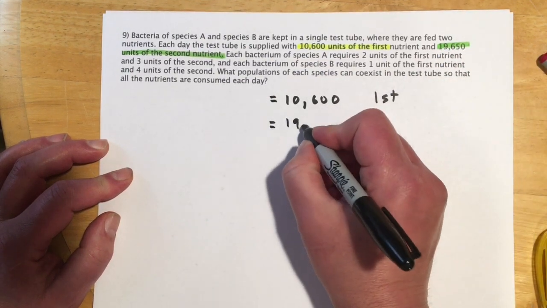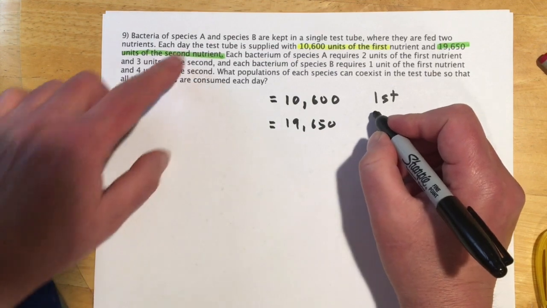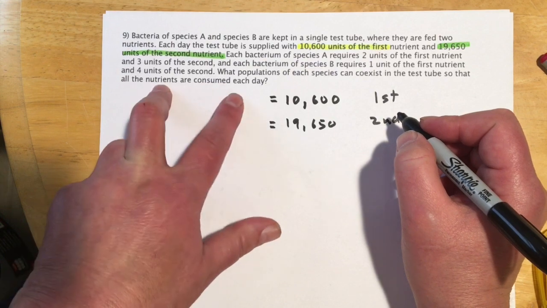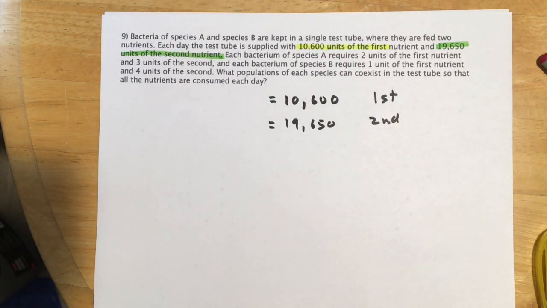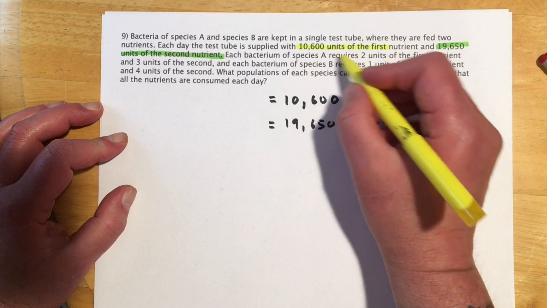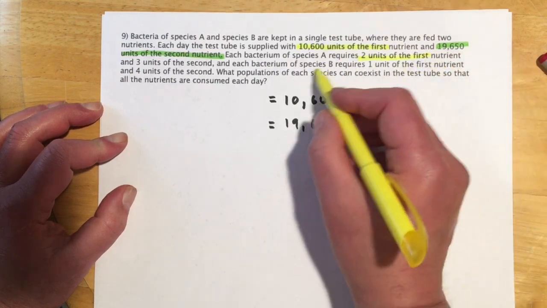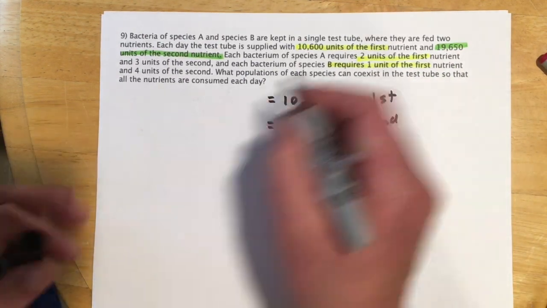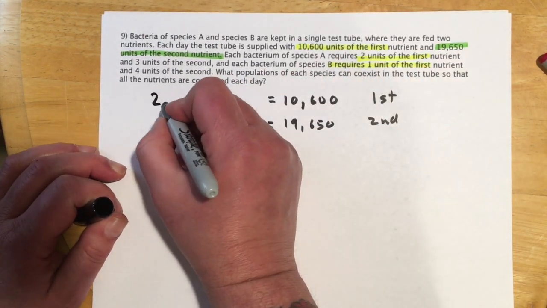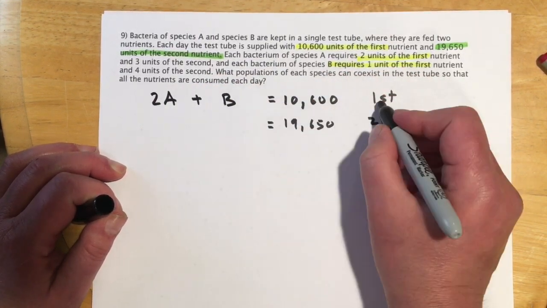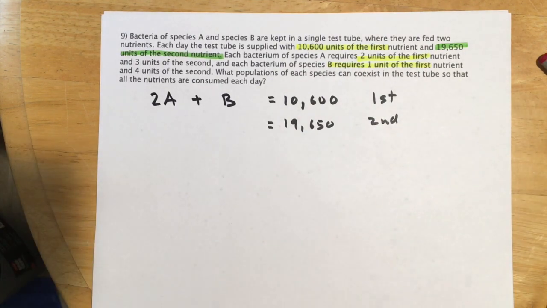And then this 19,650 is the second nutrient. So A and B are going to consume some amount of this, A and B are going to consume some amount of that. So then going back to the rest of the reading, we have for the first nutrient, A requires 2 units of the first one, and B requires 1 unit of the first one. So 2 units for each A plus 1 unit for each B. And that has to equal the total number of the first kind of nutrient.